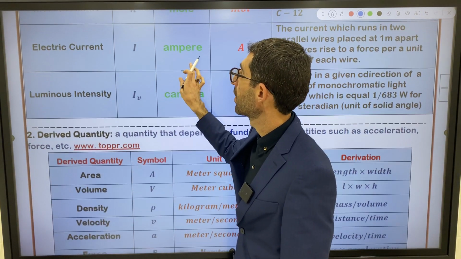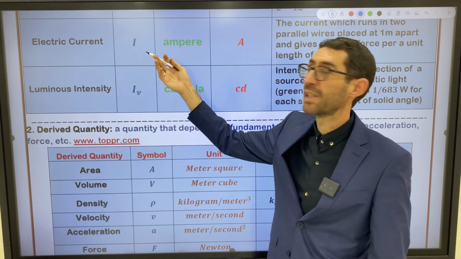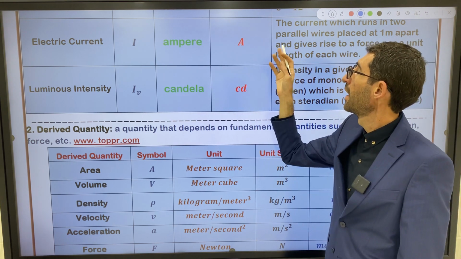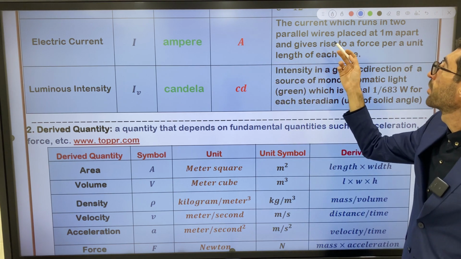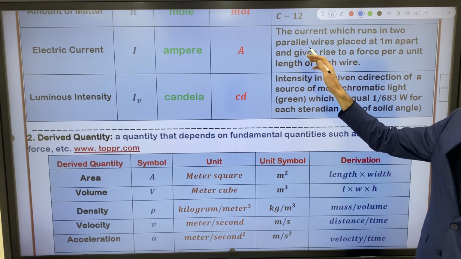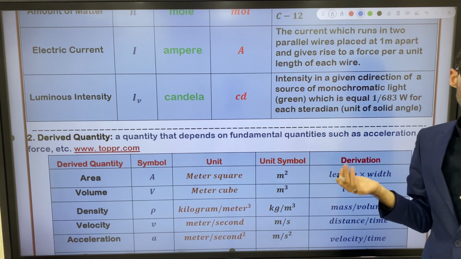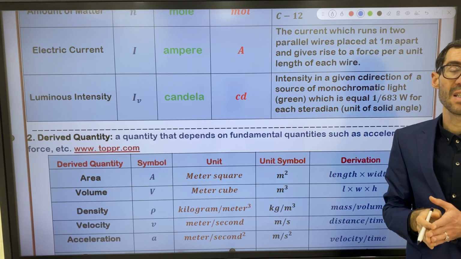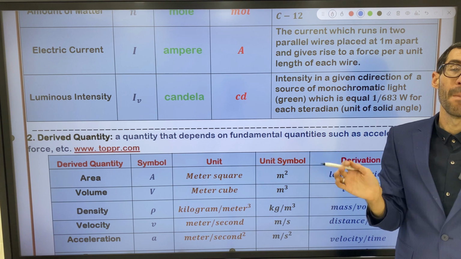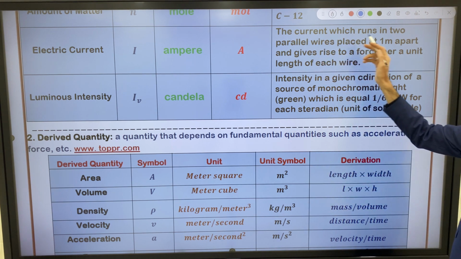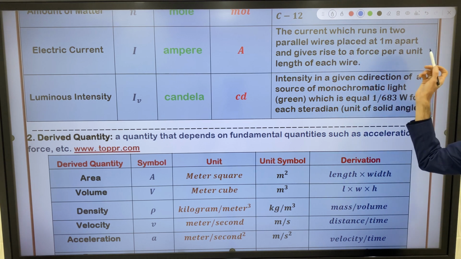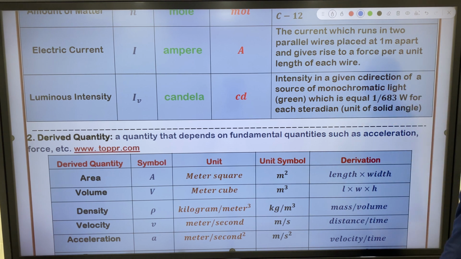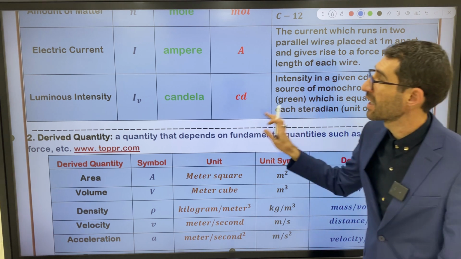Electric current. The symbol of electric current is I capital. It's measured in ampere, right? The unit symbol is A capital. The definition of ampere is the current which runs in parallel wires placed 1 meter apart and gives rise to a force per unit length of each wire. This is the definition of electric current.